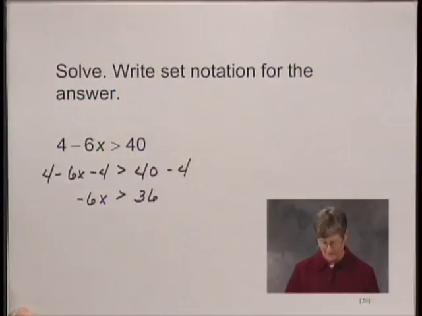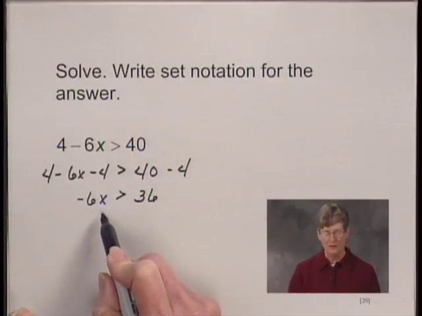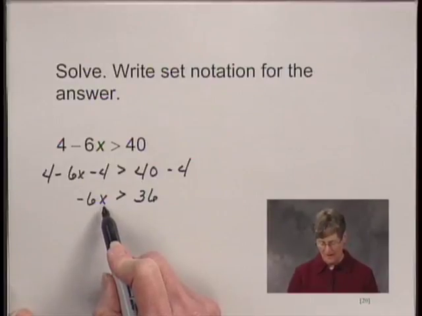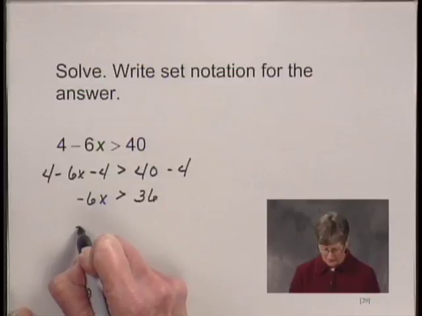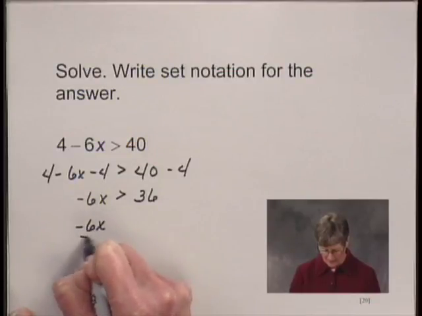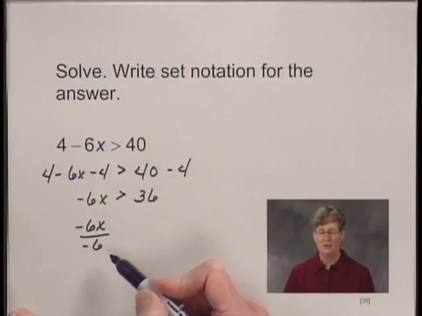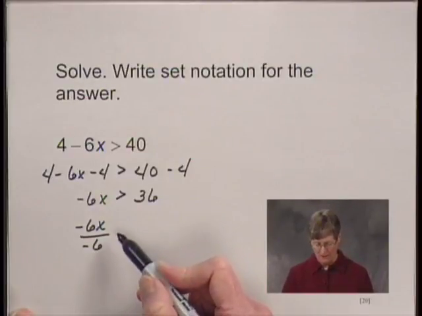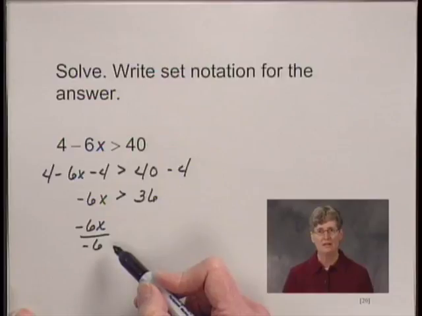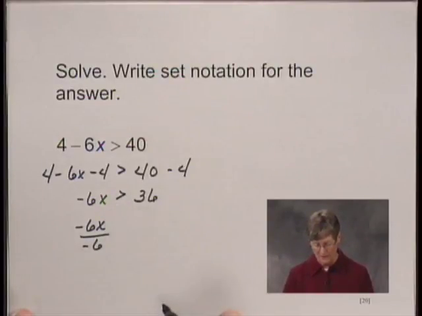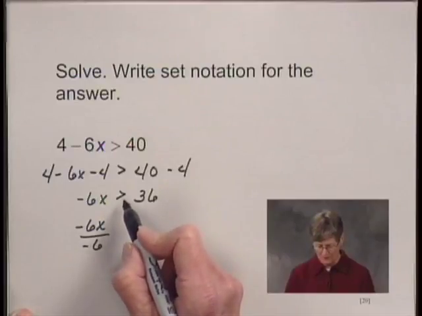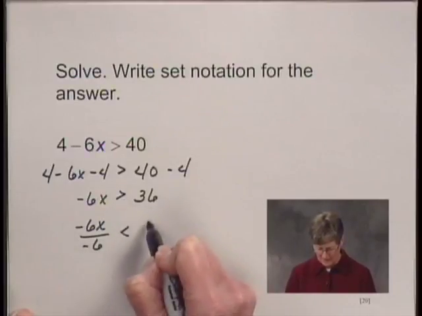or 36. Now, to get x alone on the left-hand side, I can divide both sides of the inequality by negative 6. And doing that on the left-hand side, I have negative 6 times x over negative 6. We're using the multiplication principle for inequalities here, which says that if we multiply or divide both sides of an inequality by a negative number, we have to reverse the inequality symbol. So we'll reverse the greater than and write less than.